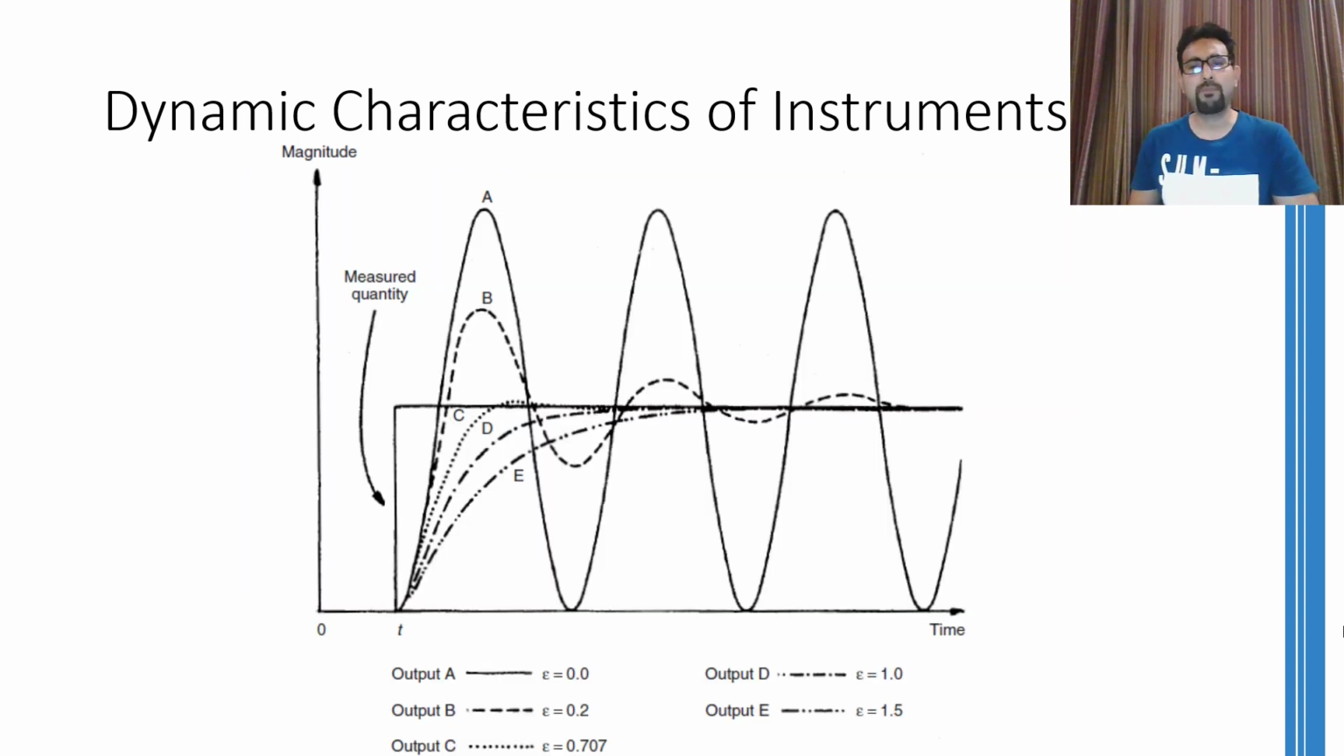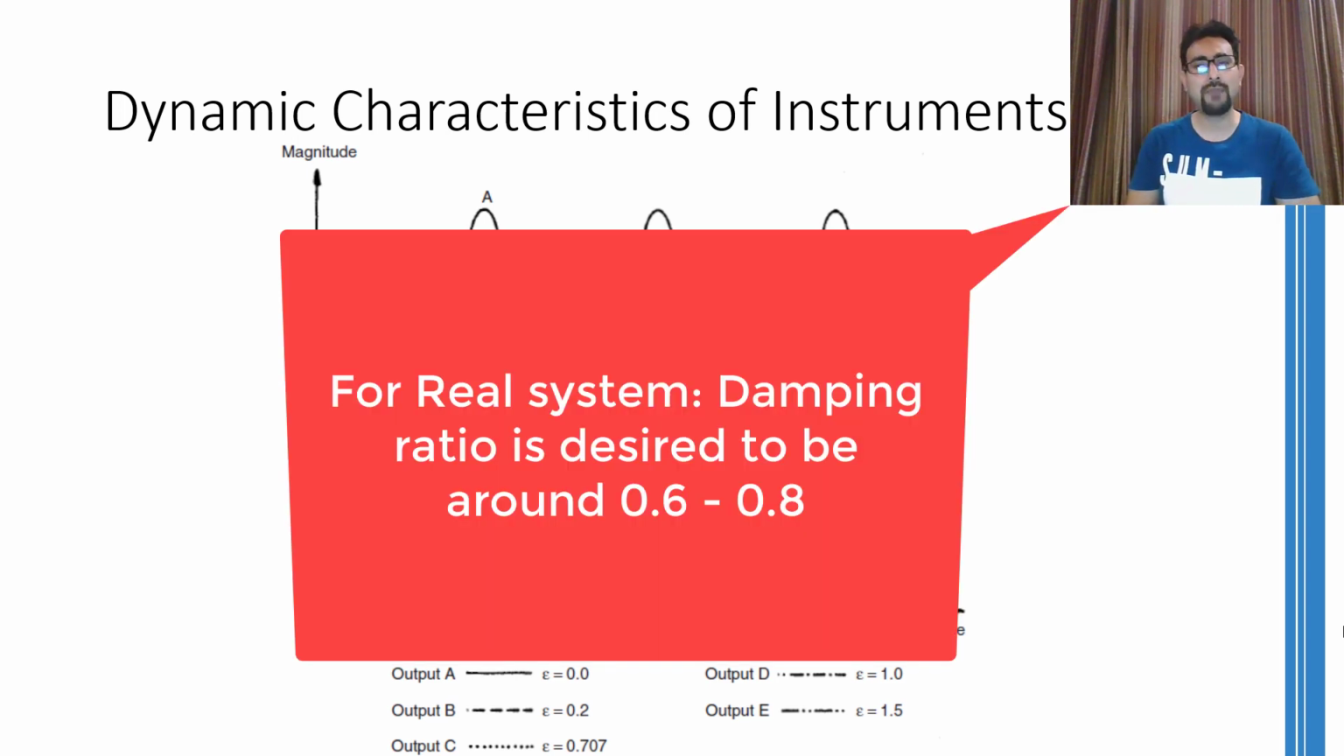In practice, a damping ratio of 0.707 is aimed for. However, in practice, inputs are rarely step inputs. Normally, they are ramp inputs. So a damping ratio of 0.707 might not guarantee an ideal response. Therefore, it is aimed that the damping ratio should lie between 0.6 and 0.8.